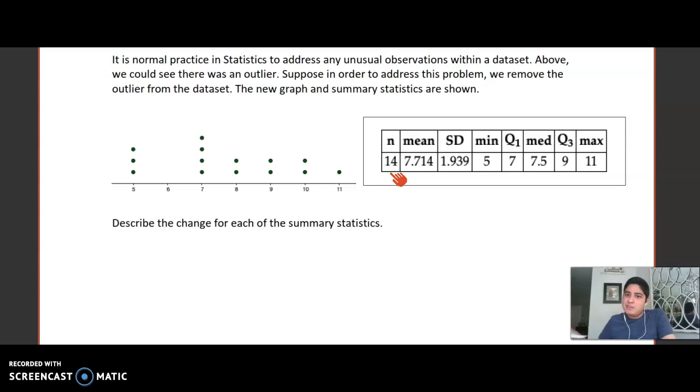Oh wait, am I looking at the wrong thing? I'm looking at the wrong thing. Mean decreased, standard deviation decreased, the min and Q1 didn't really change, the median slightly changed, Q3 slightly changed, and the max significantly changed. So let's describe these changes for our statistics.